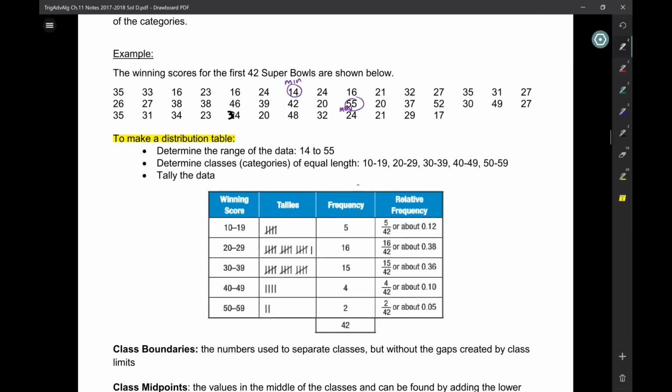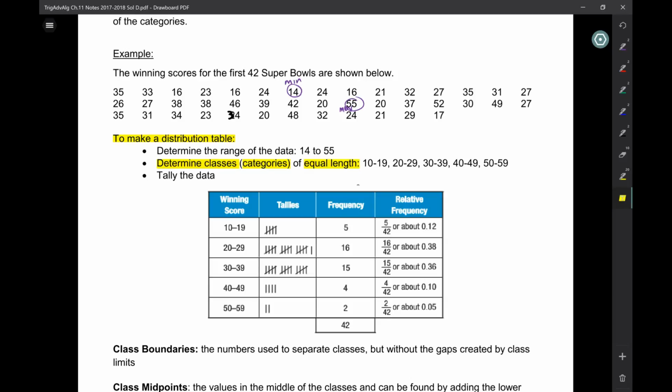Now what we need to do is determine the classes or the categories of equal length. So for data like this that goes from 14 to 55, again, there is no set rule for this. You just have to go with what's most efficient.